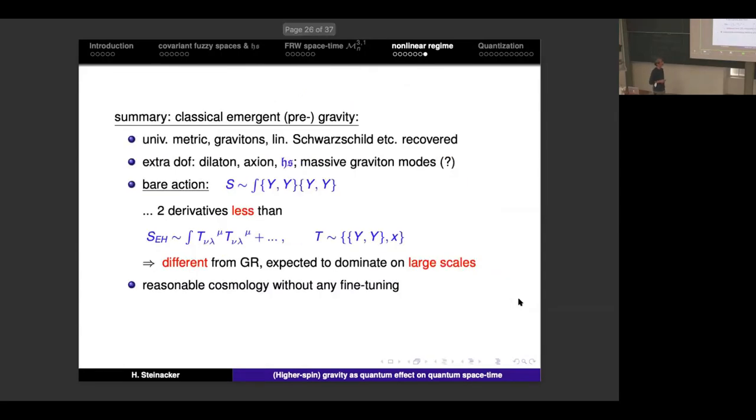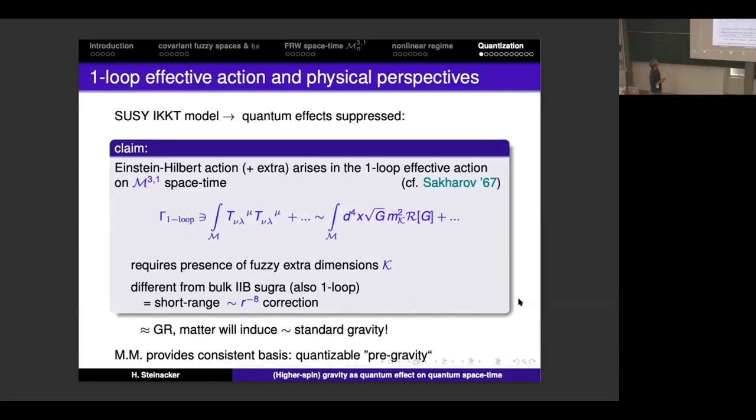And now let me, in the last 5 minutes, talk about the quantization of this thing. Let me skip that. The main message is that you can now compute the one-loop effective action in this matrix model. Here's a summary, because I don't have enough time for all the details. We will find that this one-loop effective action includes the Einstein-Hilbert action plus some extra stuff in the following way. This is the contraction of the torsion tensors, which I explained before. And it turns out this is actually the same as the Einstein-Hilbert action, plus there is some stuff of the axion. This is really a manifest computation which you can now do. And that one comes out. It's very much expected, but it actually works out.